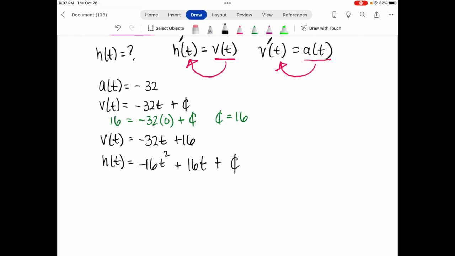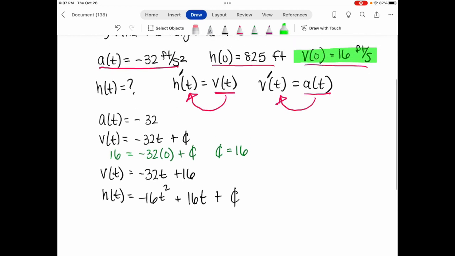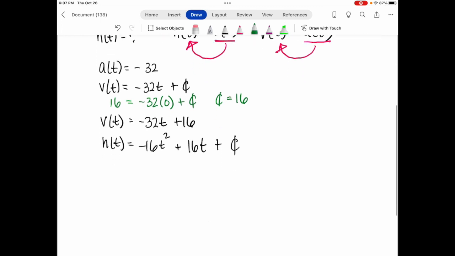So now we need to use more information to specifically find the value of c. So that's where this comes in. We're going to use our initial value for the height. I know that for the height function, when time is 0, the height is 825. So if I plug in 0 here, I know that that should be equal to 825.